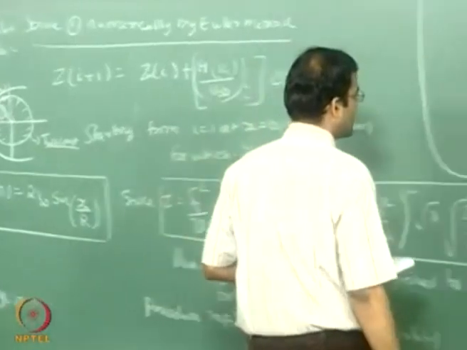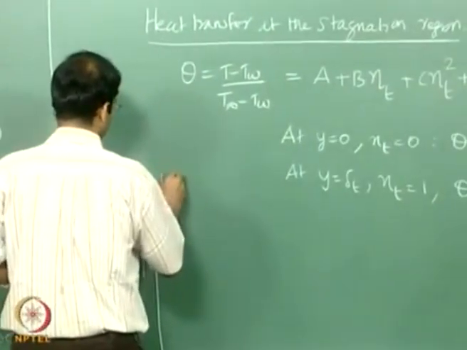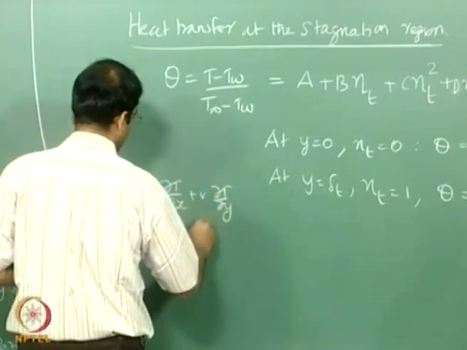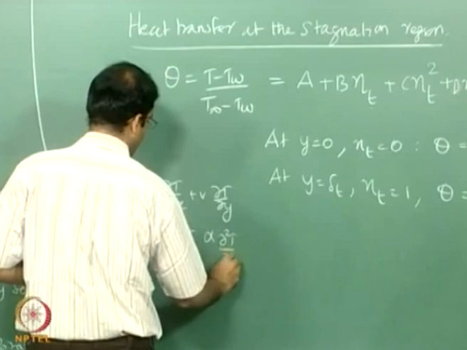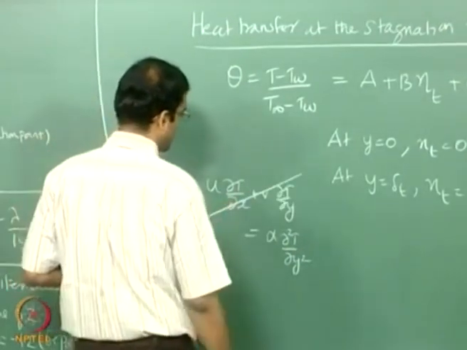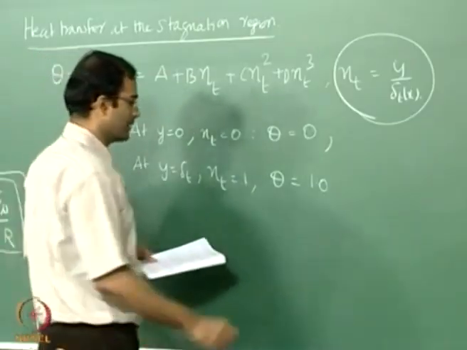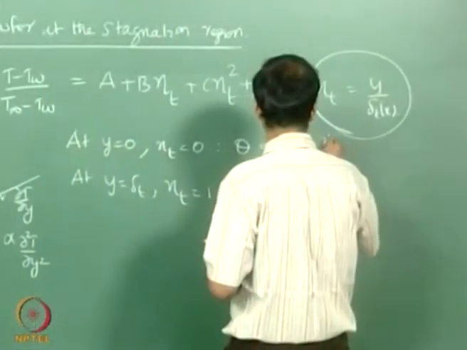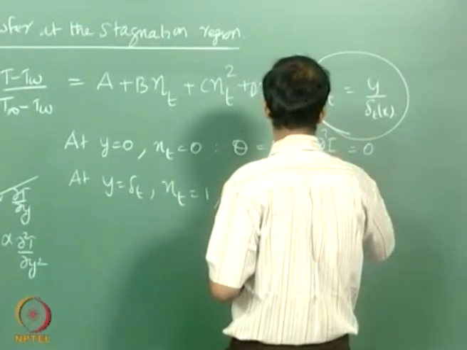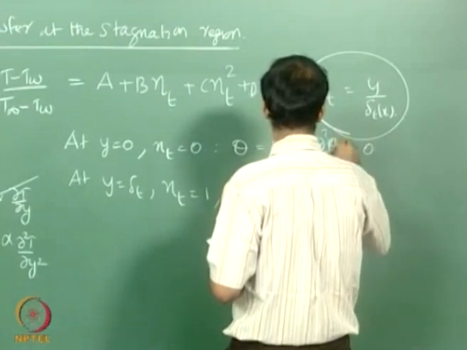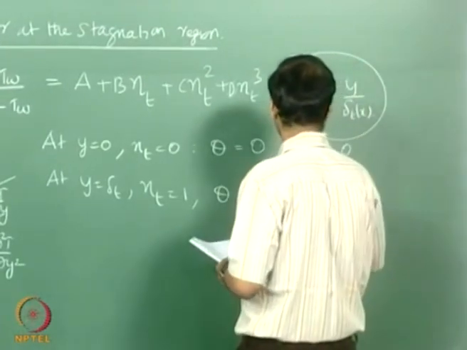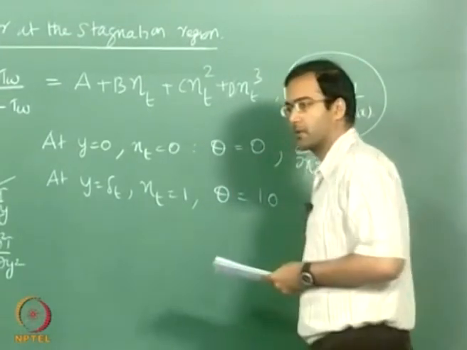Now if you look at the higher order boundary condition from the energy equation again, it will be equal to alpha d square T by dy square. Of course we have neglected the viscous dissipation term, so near the wall we can neglect the inertial terms. Therefore we can also say that d square T by dy square is equal to 0, or d square theta by dy square is equal to 0. In terms of eta t also the same condition applies.